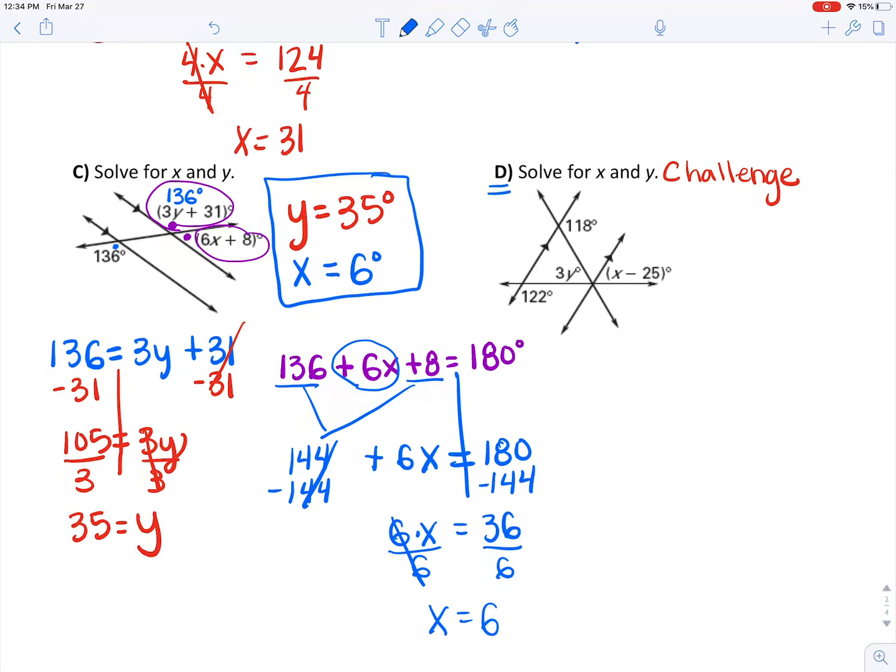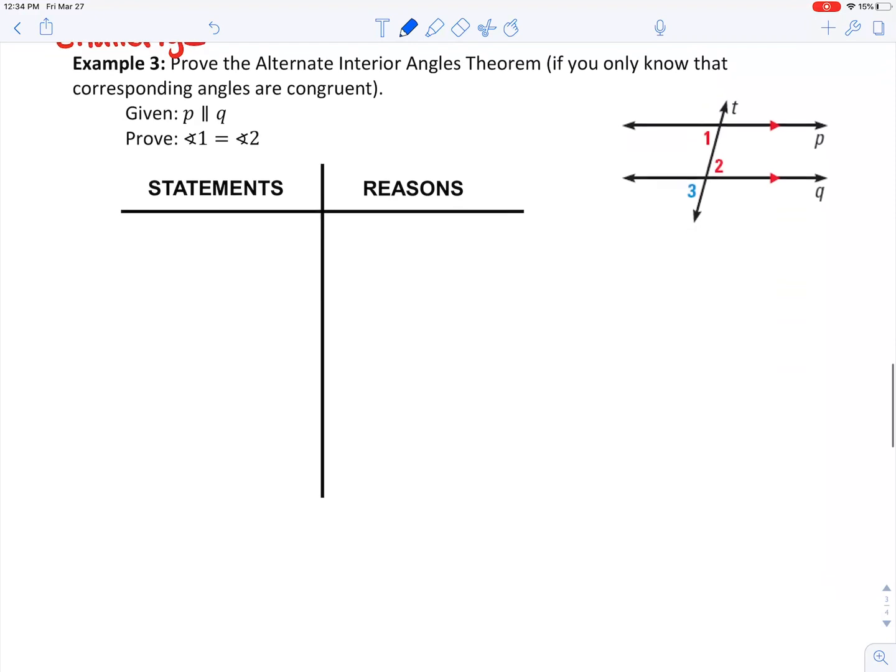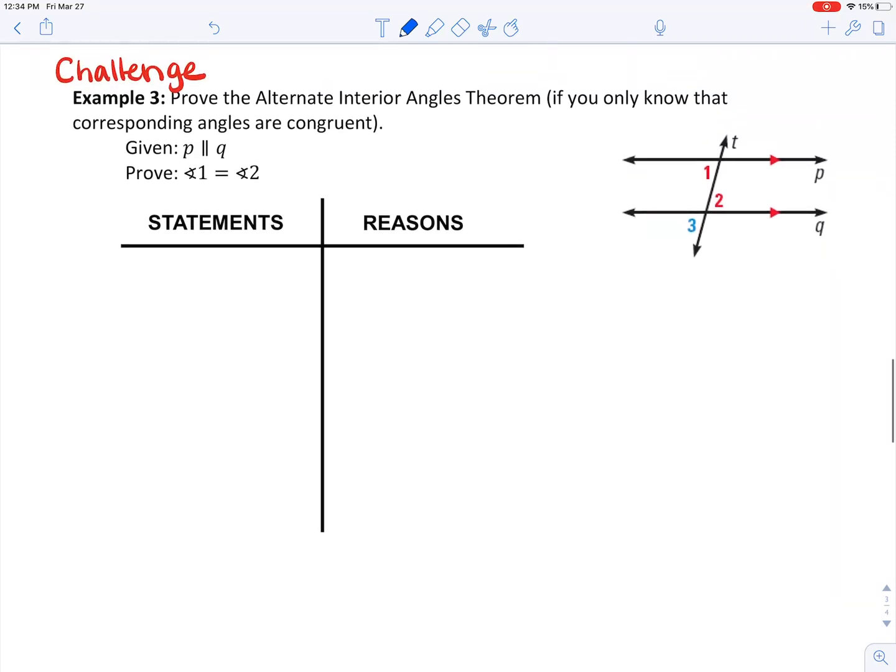Letter D takes a bit more work, so I'm going to identify it as a challenge. And if you want to try it on your own, you're welcome to, and then you can check your work on the teacher's notes. On the last page there, we have example 3, which is where we can do a proof. I love proofs, but we're not going to take a lot of time to do them in chapter 3. So I'm identifying this one as a challenge as well. Again, if you want to try it, check your work on the teacher's notes, but this is not a requirement.